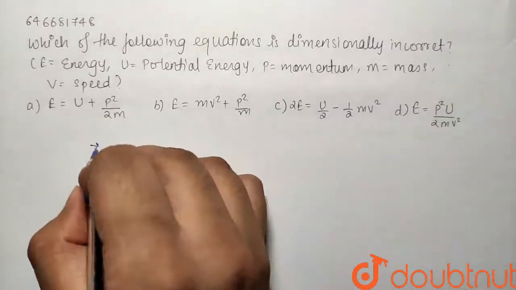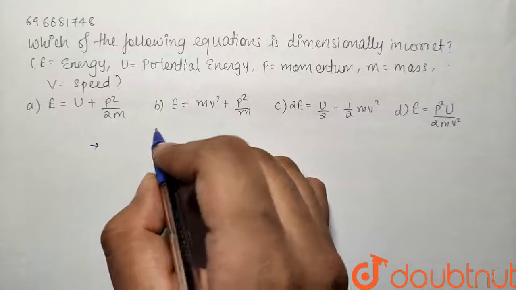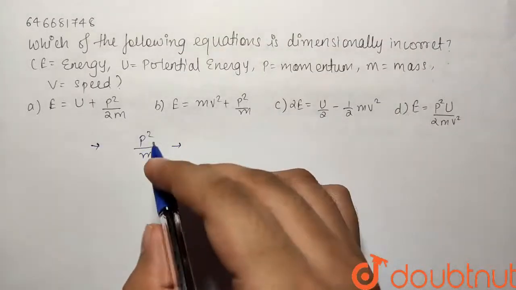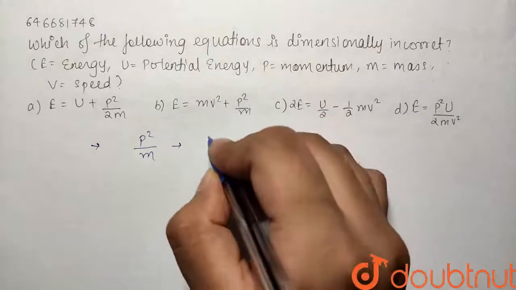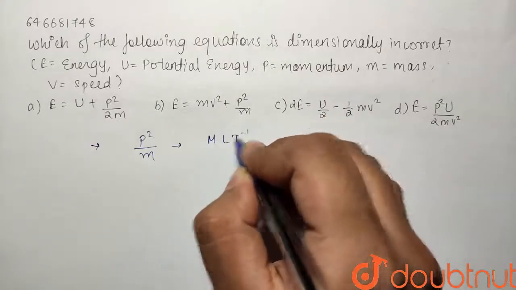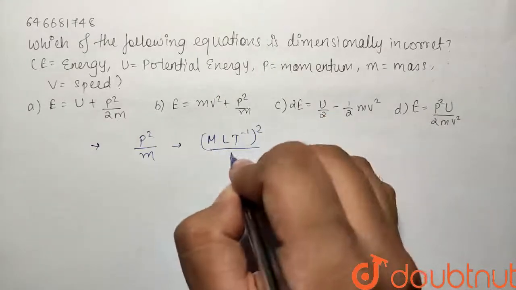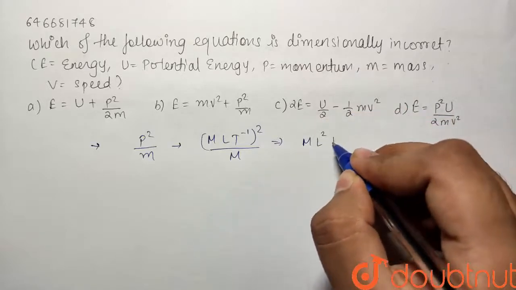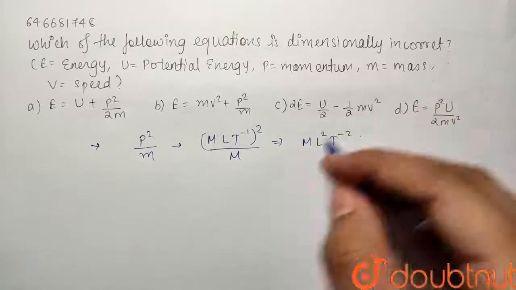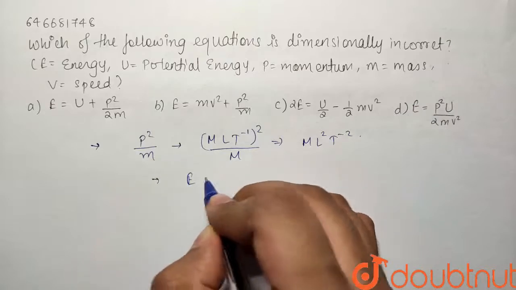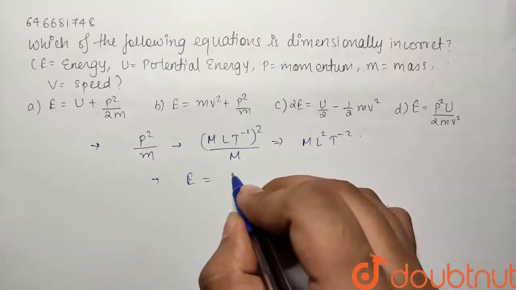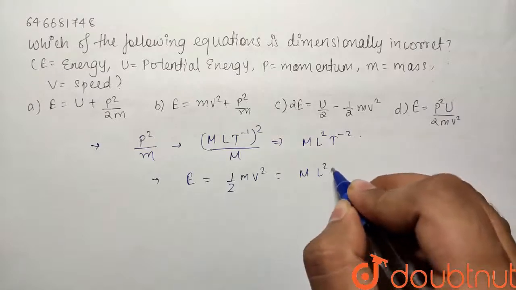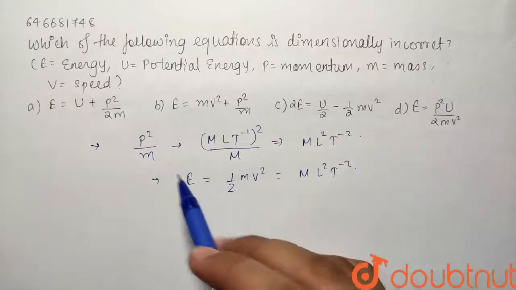If I talk about the dimension of E and U, they have the same dimension of energy. P square by M will have a dimension of, we know that momentum has dimension M L T minus 1, whole square, divided by M. So the dimension comes out to be M L square T minus 2. And the dimension of energy, we can say it as half mv square, so it is M L square T minus 2. So these two have the same dimensions.